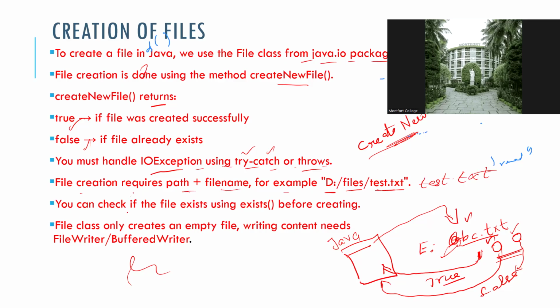Next, you can check if the file exists using the exists function. By using that function, I can check the directory to see whether the file I'm going to create already exists or not. Then, the File class only creates an empty file. Writing content needs FileWriter and BufferedWriter. Once the file creation is done, that file is going to be empty. If you want to write something into it, then we have to perform a FileWriter or BufferedWriter operation. We'll move on to the next one.